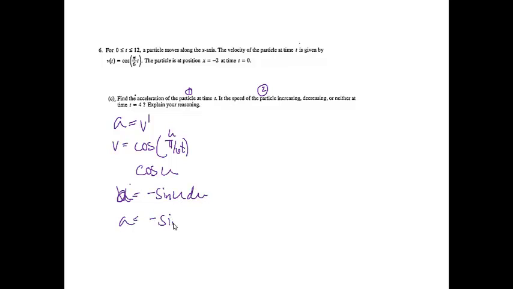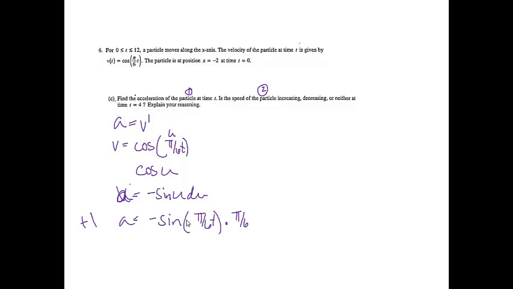We're going to have negative sine of pi over 6t times du. The derivative of pi over 6t is pi over 6. So that's my acceleration, but it said to find the acceleration of the particle at time t, which I did. So that is my acceleration formula. That was worth 1 point.